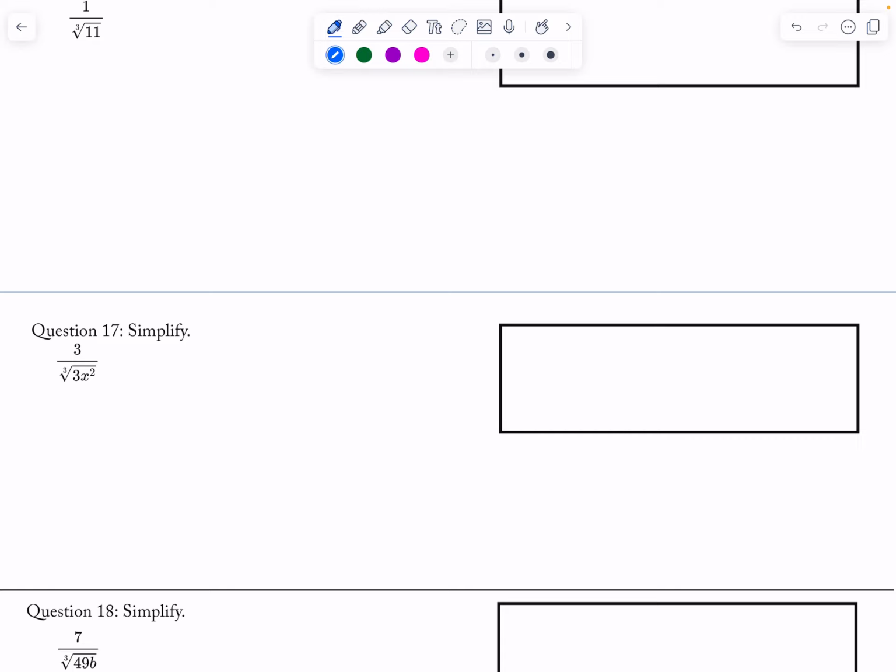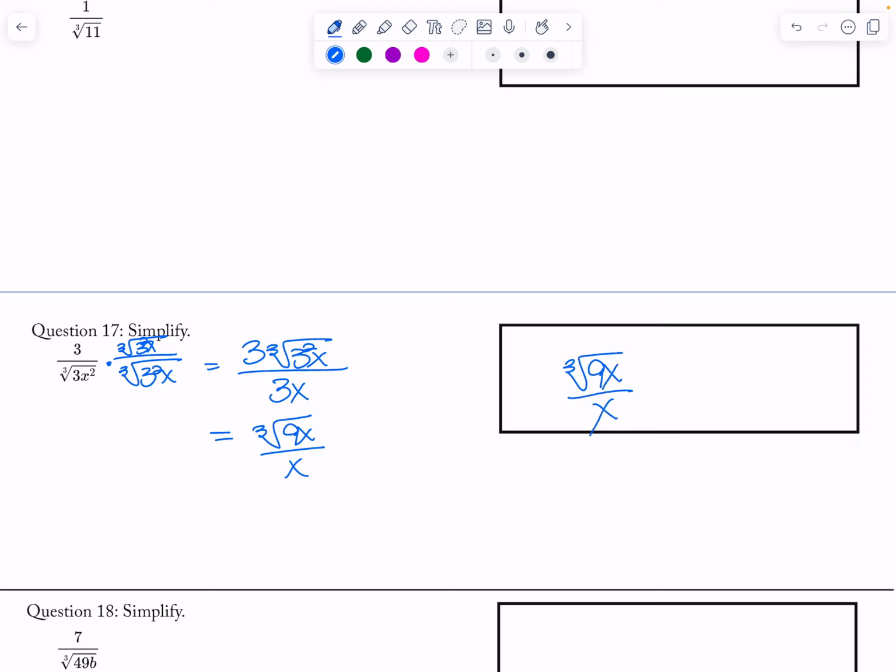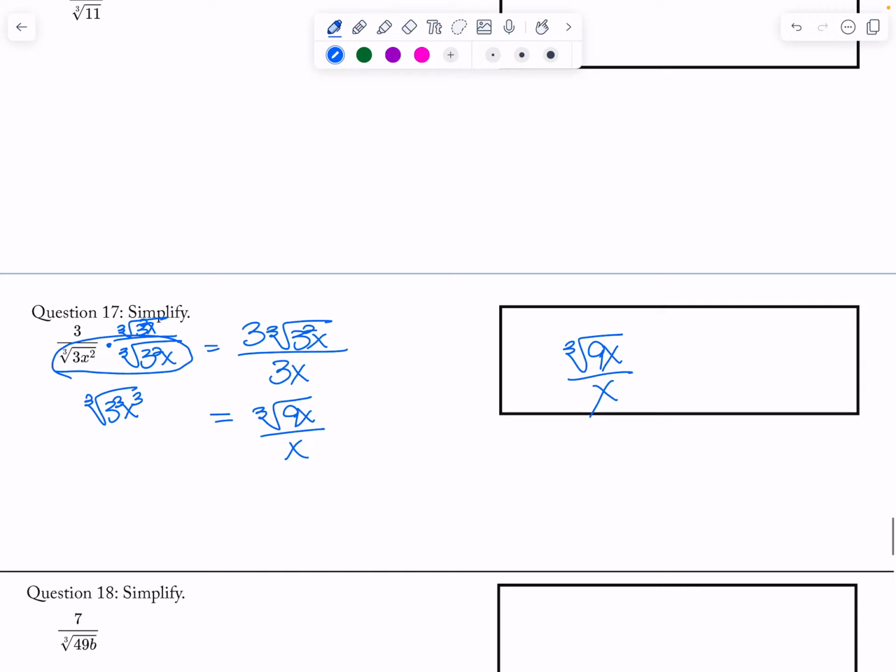Okay. All right, so I need 2 more 3s, and I need an x. So this gives me, just kidding, 3 cube root of 3 squared x over 3x. So then my 3's go away, and I'm left with the cube root of 9x over x. Because remember, this here will make cube root of 3 cubed and x cubed. So that's why I get 3x.